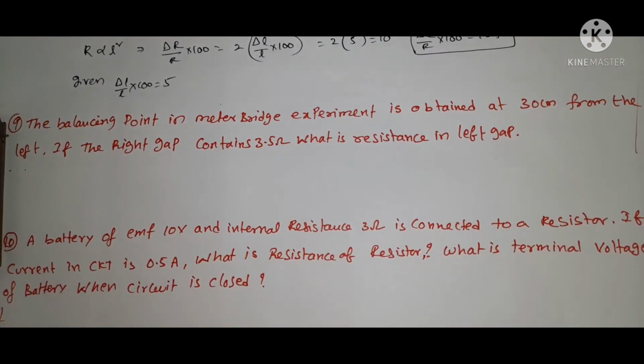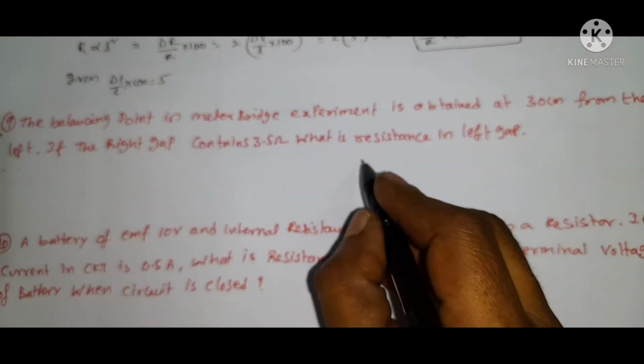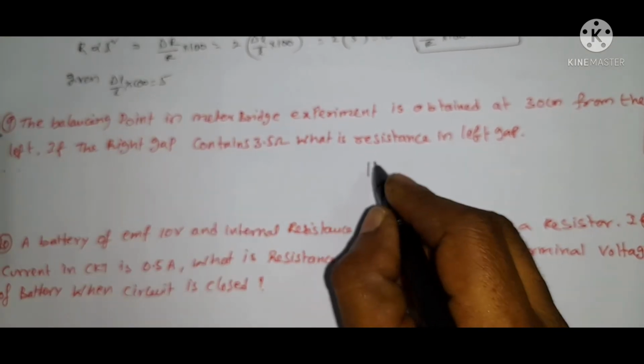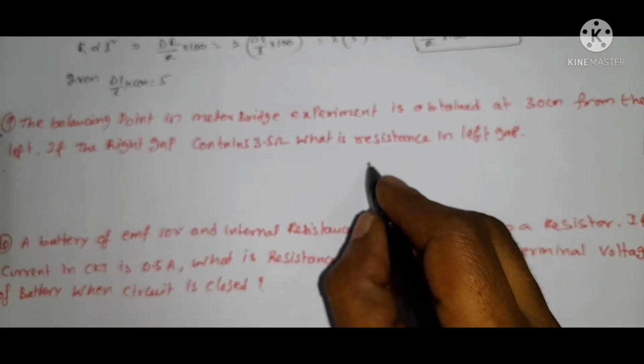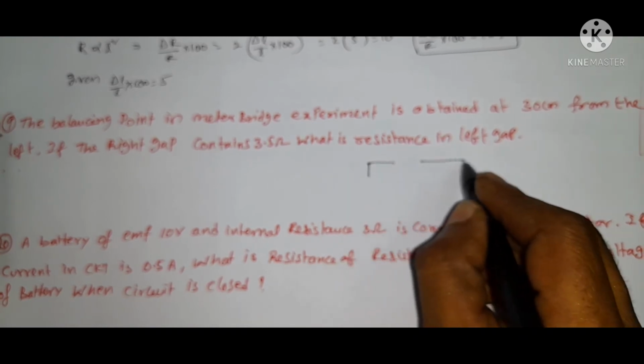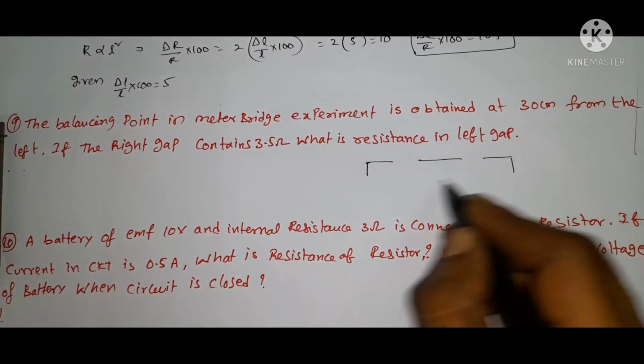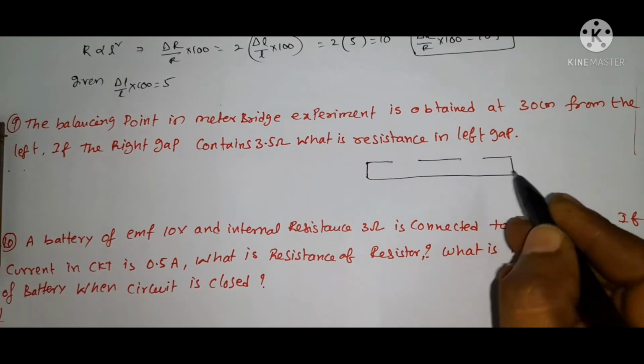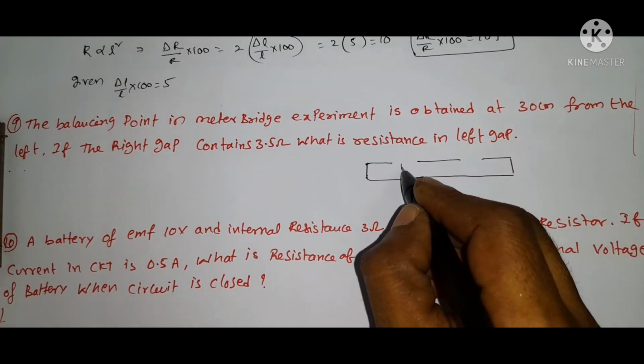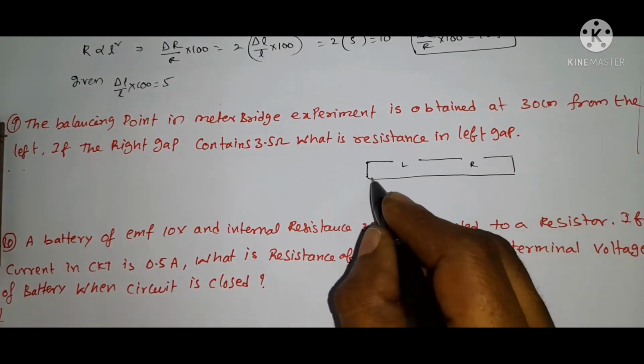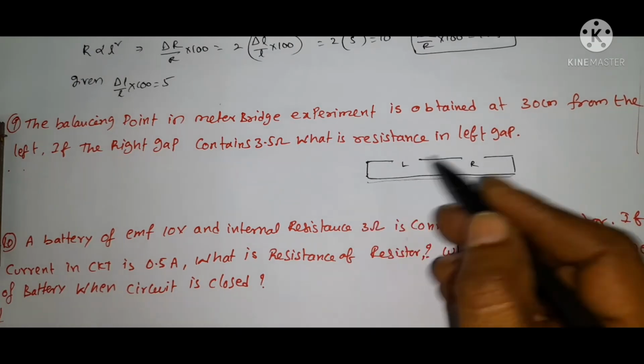The balancing point in the meter bridge experiment is obtained at 30 centimeters from the left. If the right gap consists of 3.5 ohms, what is the resistance of the left gap? As we know, the meter bridge works on the principle of the Wheatstone bridge, so it will look like this. This is the left gap, this is the right gap, this is the wire.